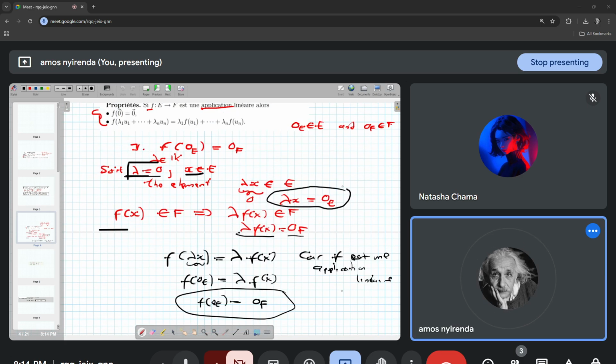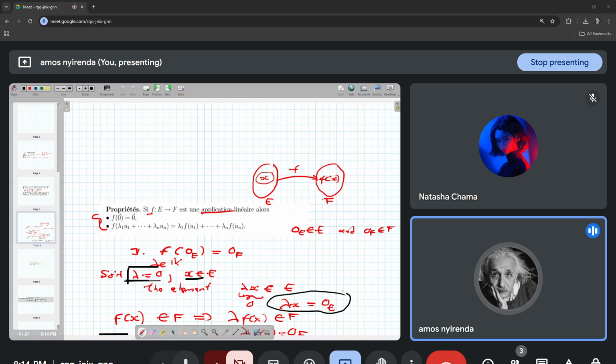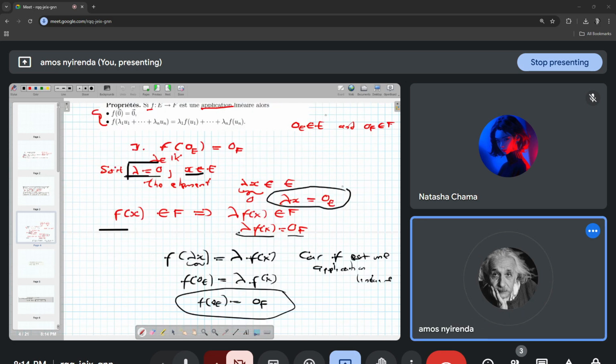E. Même chose, f is a mapping that associates every element x in the espace E, or every vector x in the espace E, to a vector f of x in the espace F. So if I take f of x, if I compose x by f, then f of x is going to be an element of F. Or F is an espace vectoriel, so it is stable by addition and scalar multiplication. So the item lambda multiplied by f of x is an element of F.